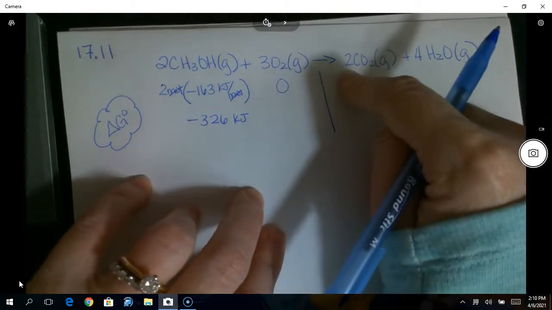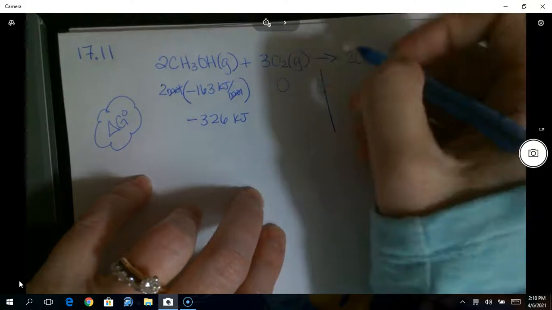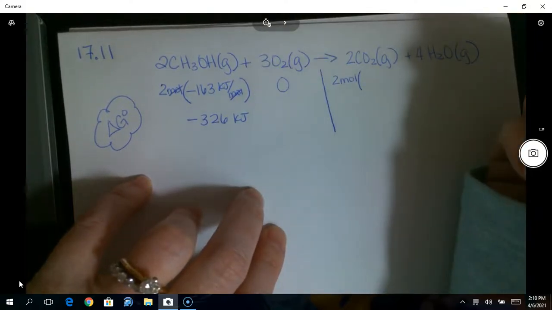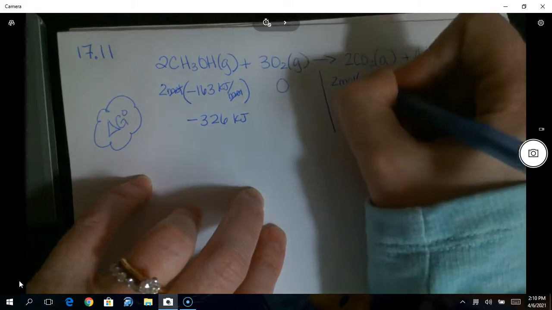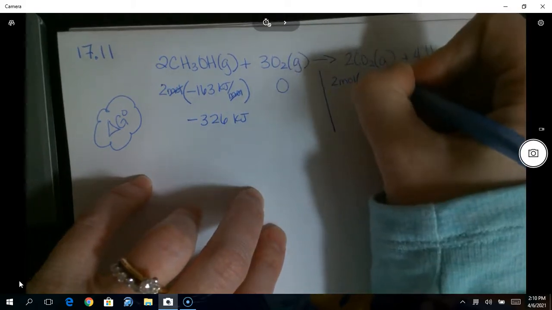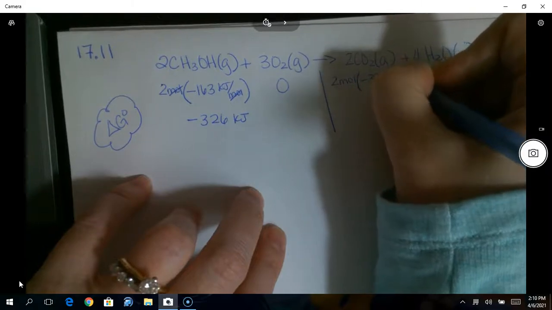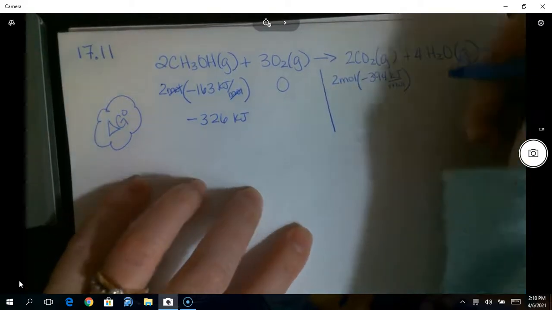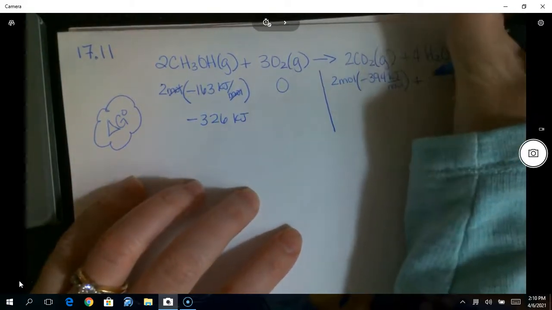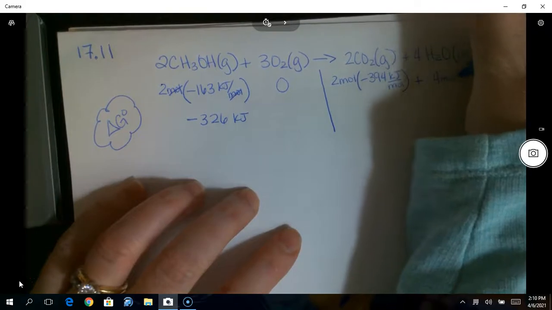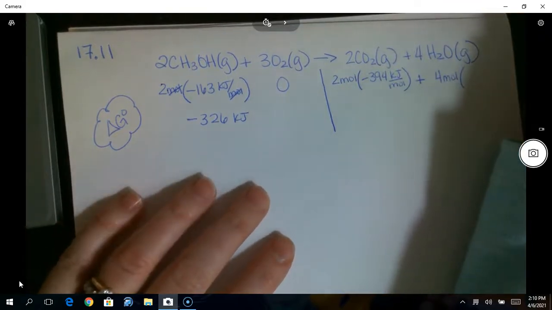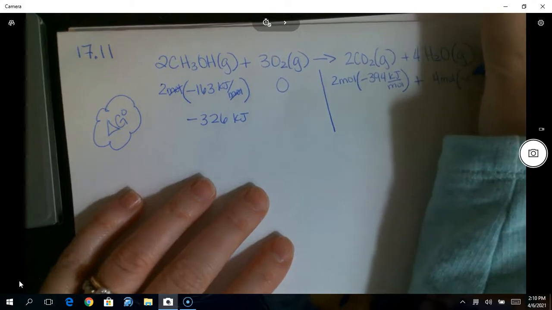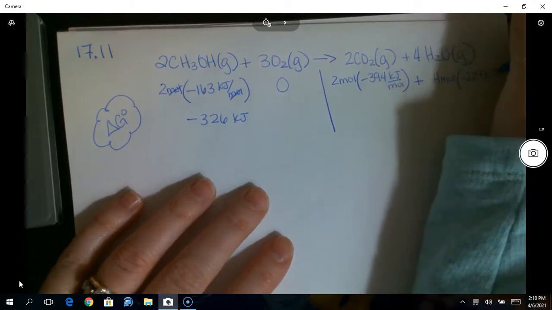Over here, the Gibbs free energy of formation for carbon dioxide. So I have 2 moles of this. On my chart, I find CO2 gas, and that's negative 394 kilojoules released for every mole. I also have 4 moles of water in the gaseous form. Water in the gaseous form, according to the chart given to you in the problem, is negative 229 kilojoules per mole.